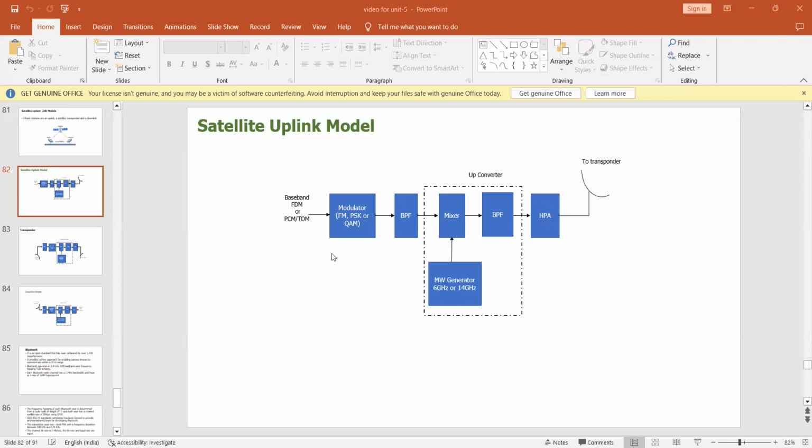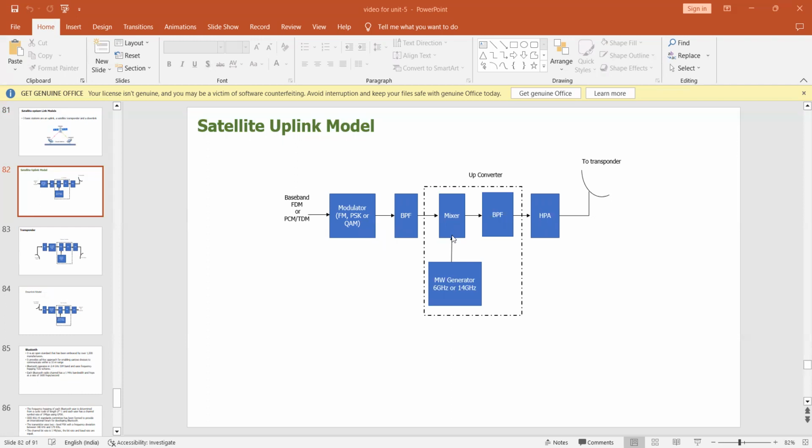In the satellite uplink model, the modulated signal is sent to the modulator operation. After performing the modulation operation, it goes to a band pass filter, because after the modulation process, the frequency of the signal increases, so we need to send a band of frequency. It undergoes a band pass filter, and then goes to the mixer process.